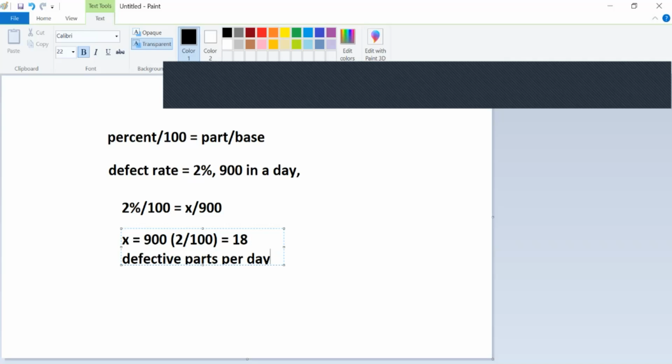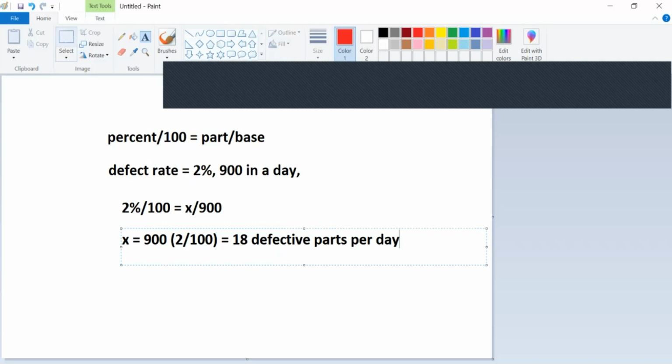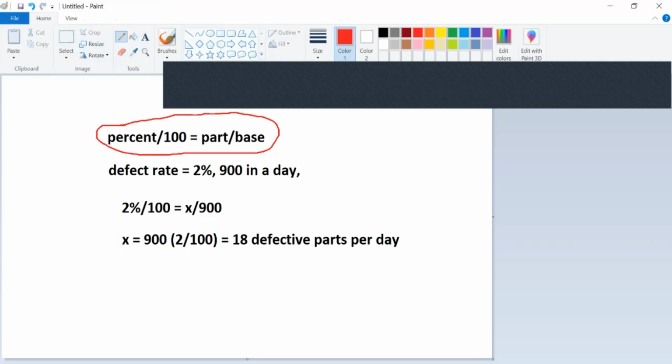So it's 18 defective parts. What I did was use this formula right up here. Make sure you circle that so you know what it is and know how to use it. Depending on the story problem, X may be the base, it may be the part, or it may be the percent, but you're solving for whichever one it is, given the two other parts. Does that make sense? That's what this is all about.